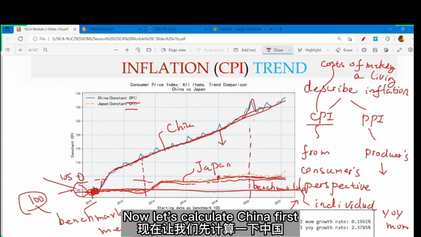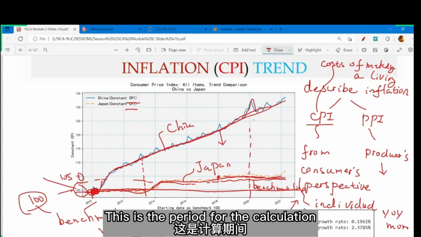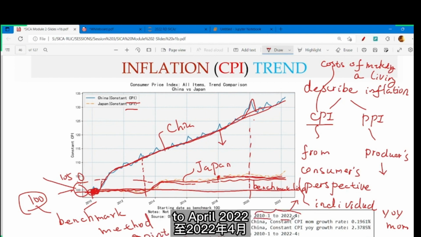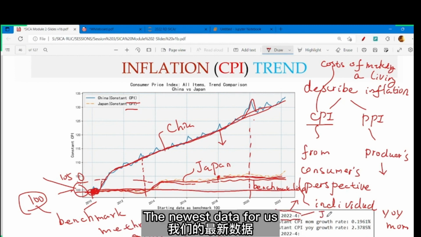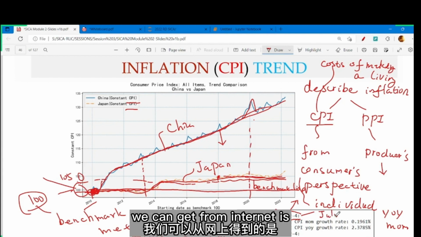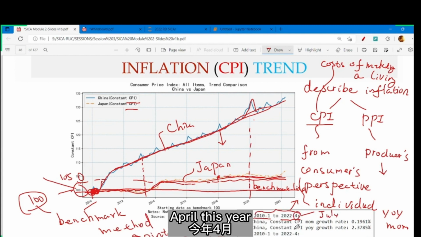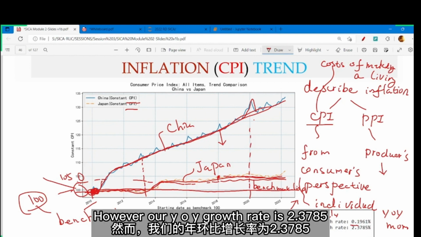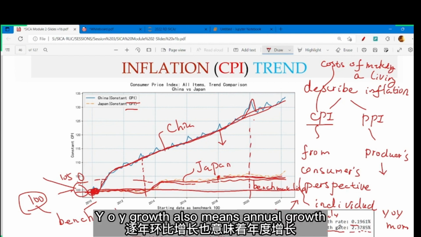Now let's calculate China first. This is the period for the calculation. It's from January 2010 to April 2022. We don't have the data to July. The newest data we can get from the internet is April this year. The MOM growth rate is 0.1961. However, the YOY growth rate is 2.3785.